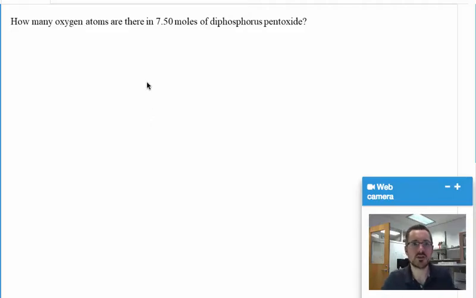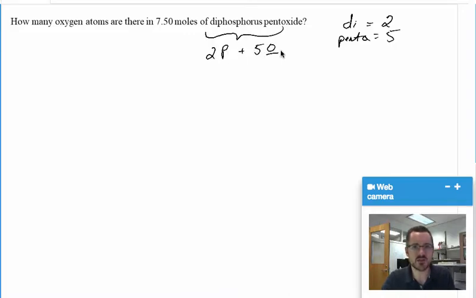Here we are asked to determine the number of oxygen atoms found in 7.50 moles of diphosphorous pentoxide. Since we have prefixes associated with our elements, we know we are dealing with a molecular compound, so everything on the right of the stair step on the periodic table. And we also have to recall that di is a prefix that means 2, and pentoxide or penta is 5. So I'm dealing with diphosphorus, which is 2 phosphoruses plus 5 oxygens.